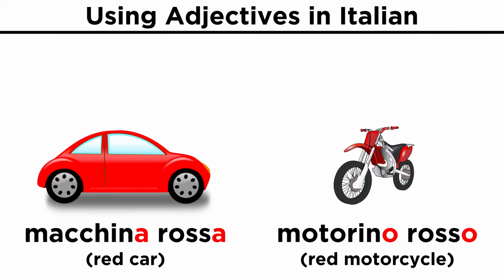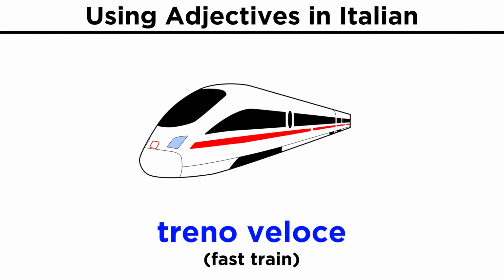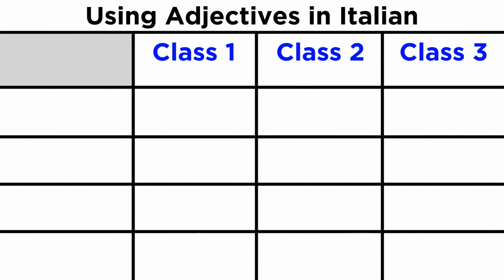The adjective ends in either A or O, depending on whether the noun is masculine or feminine. This won't always be a perfect match. Automobile gialla. Treno veloce. To avoid any headaches, let's outline a few simple rules.